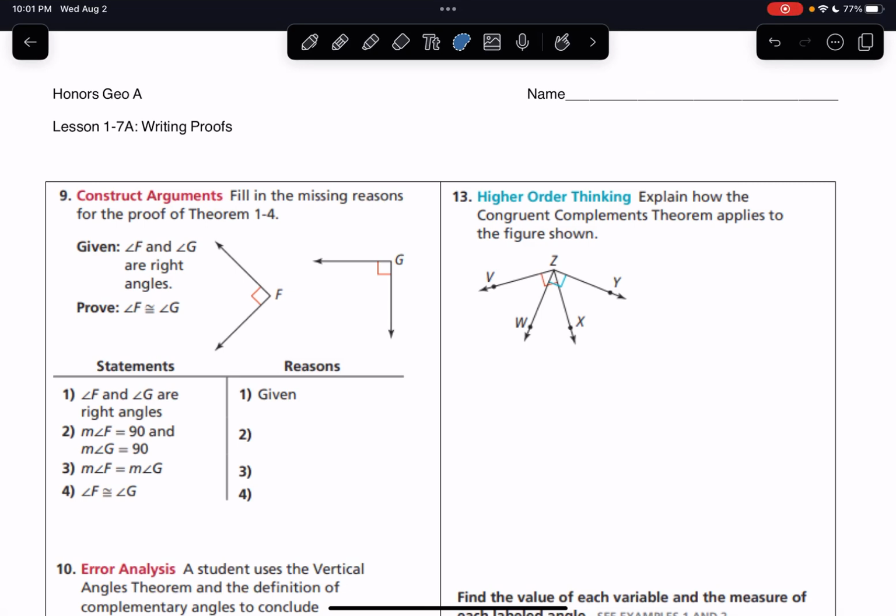All right, hello everybody. It is time for us to go over the lesson 1-7 worksheet.